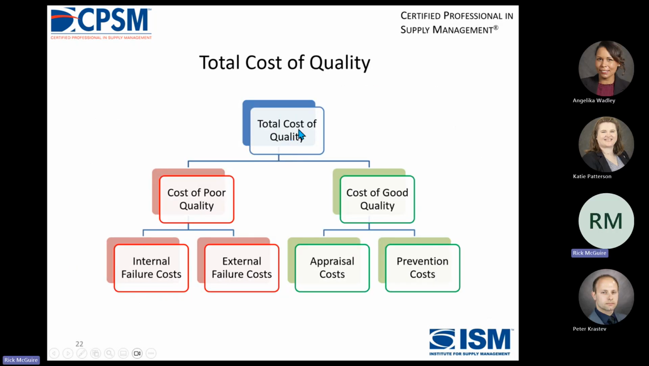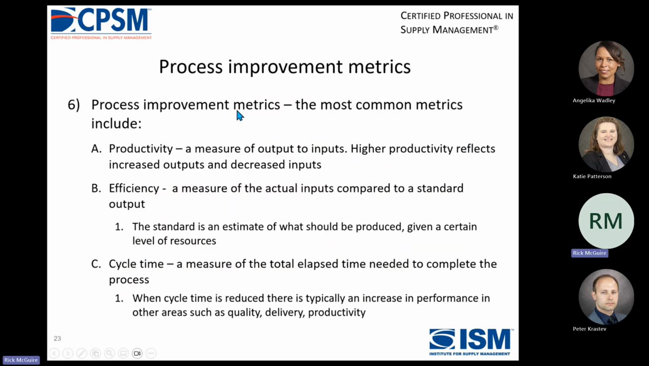So here's your total cost of quality. It's divided up between cost of good quality and cost of poor quality. Poor quality has internal and external costs. Good quality has appraisal and prevention costs. Then we're going to move to process improvement metrics.